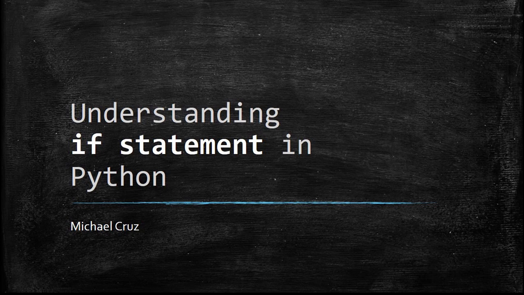Understanding the if statement in Python. In programming, we often want our programs to make decisions. For example, if a student's grade is above 75, they pass. Otherwise, they fail. If it's raining, bring an umbrella. In Python, we use the if statement to control the flow of a program by checking conditions.